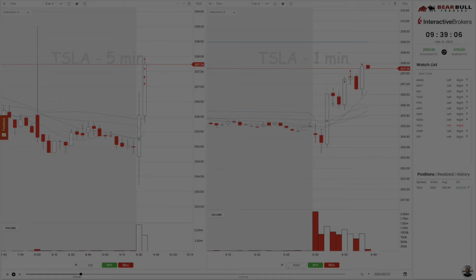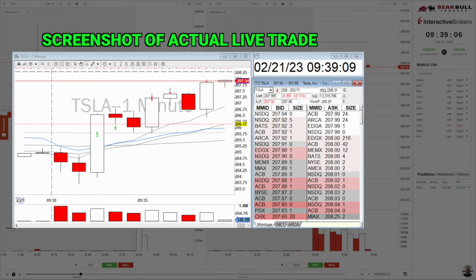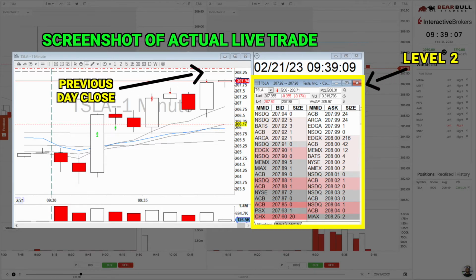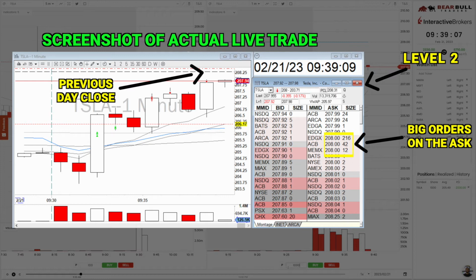Let's pause for a second. So here, guys, the level 2 becomes a critical indicator to see if there are any imbalances that we can use to our advantage to see if we're going to get a move above the previous day close. Here's a screenshot of the level 2 when the price action was nearing the previous day close. Now, clearly, there are some huge orders here on the ask that want to be filled. When you see such a huge imbalance like this, it is actually a bullish signal.